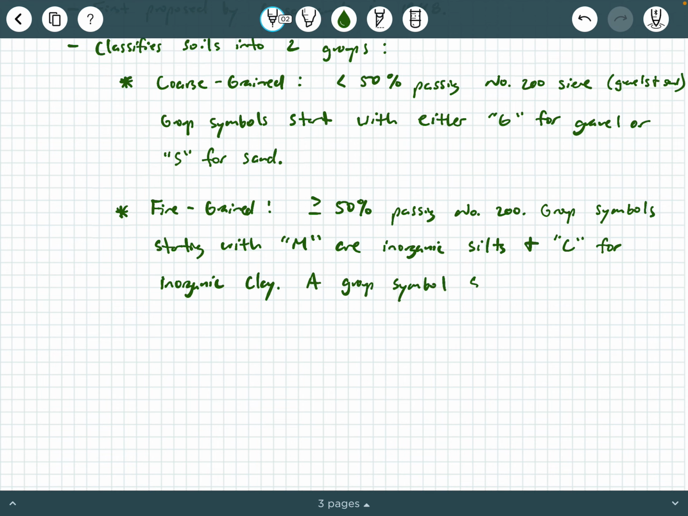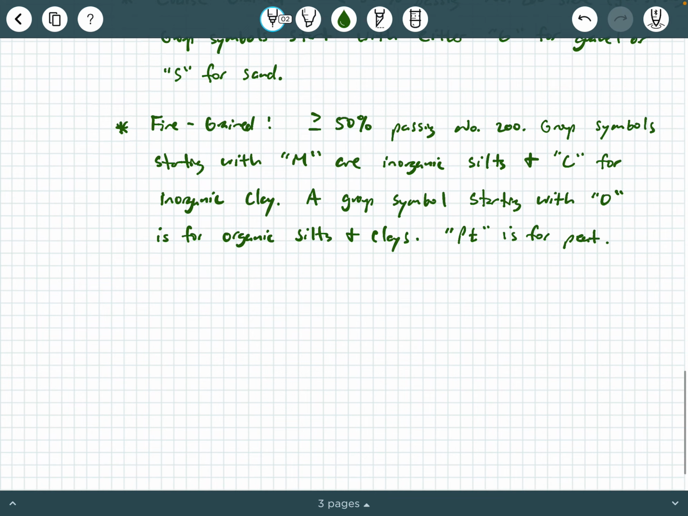And a group symbol starting with O is for organic silts and clays. All right. If it starts with PT, it's for a peat or muck. Okay, so PT is for peat or muck type of material. Okay. The second symbol, so the USCS is based on typically a two-lettered symbol.